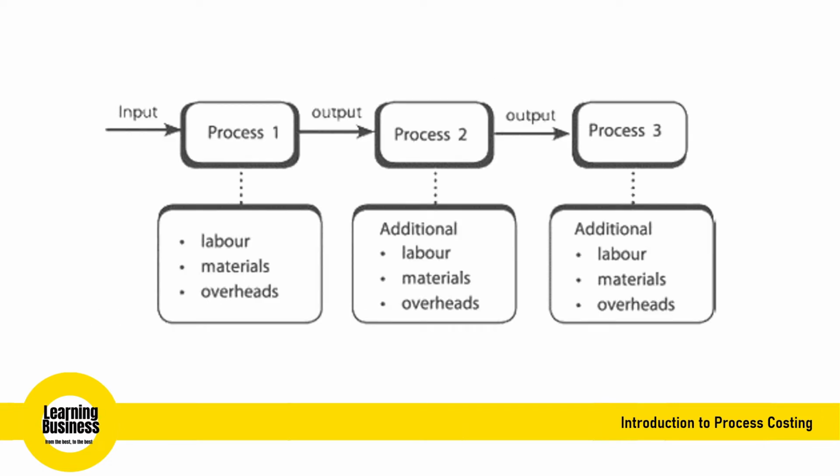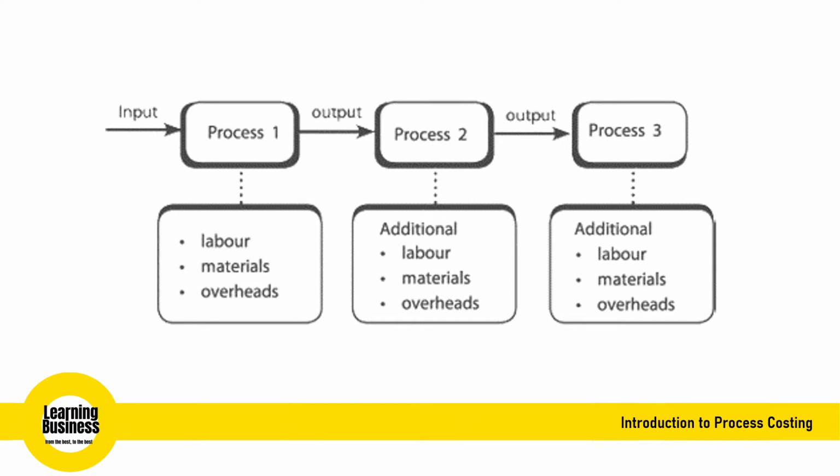So a usual production would have several processes like shown in this diagram. It will have process 1, process 2, process 3. Each of the processes will be denoted by one particular process account. So process 1 will have one dedicated process 1 account, process 2 will have a dedicated process 2 account, and process 3 will have a dedicated process 3 account.